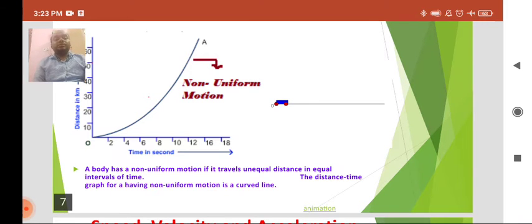तो इस टाइप के जो ग्राफ हैं क्या रिप्रेजेंट कर रहे हैं? It is representing non-uniform motion because this type of graph is not a straight line. This is a curved form. So such type of example is called non-uniform motion.